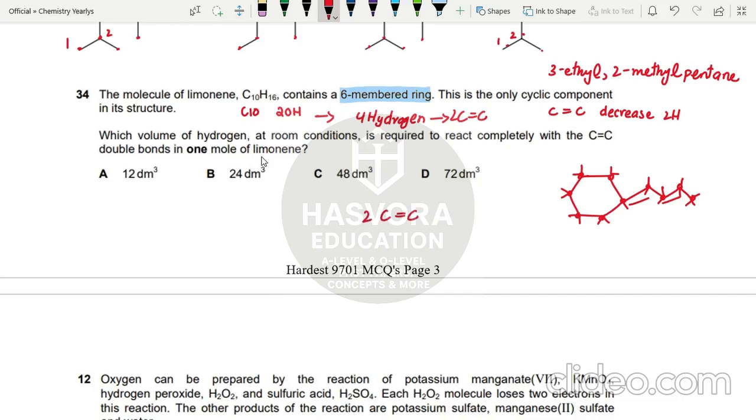So now I have told you that when there is one carbon double bond, 1 mole of hydrogen is required to break this bond and add into it using addition. So we actually require 1 mole of H2 for one double bond. So for two carbon double bonds we will require 2 moles of hydrogen, which is actually 24 dm³ times 2, so 48 dm³. So this is a simple question, but you just have to visualize what the question is actually asking us about.